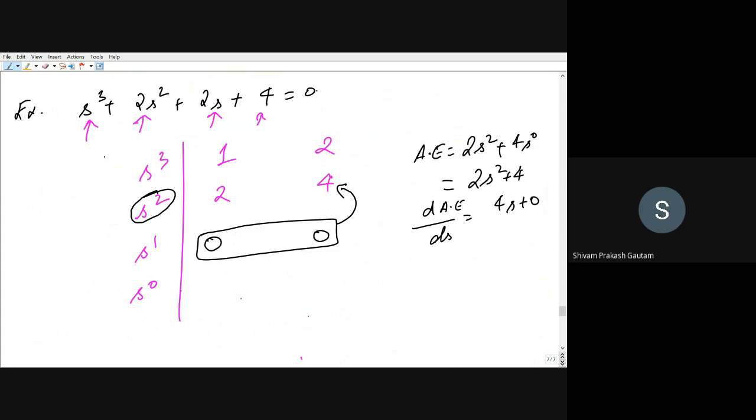So once we have 4s plus 0, now you have to replace this row of 0 by the coefficients of the differentiation. That is what you have to do. Let me rub this, and I can replace this by 4 and 0. And once we have replaced this row of 0, you can calculate the rest of the terms. That is 1 into 4, so this will be equal to, I think, 4.